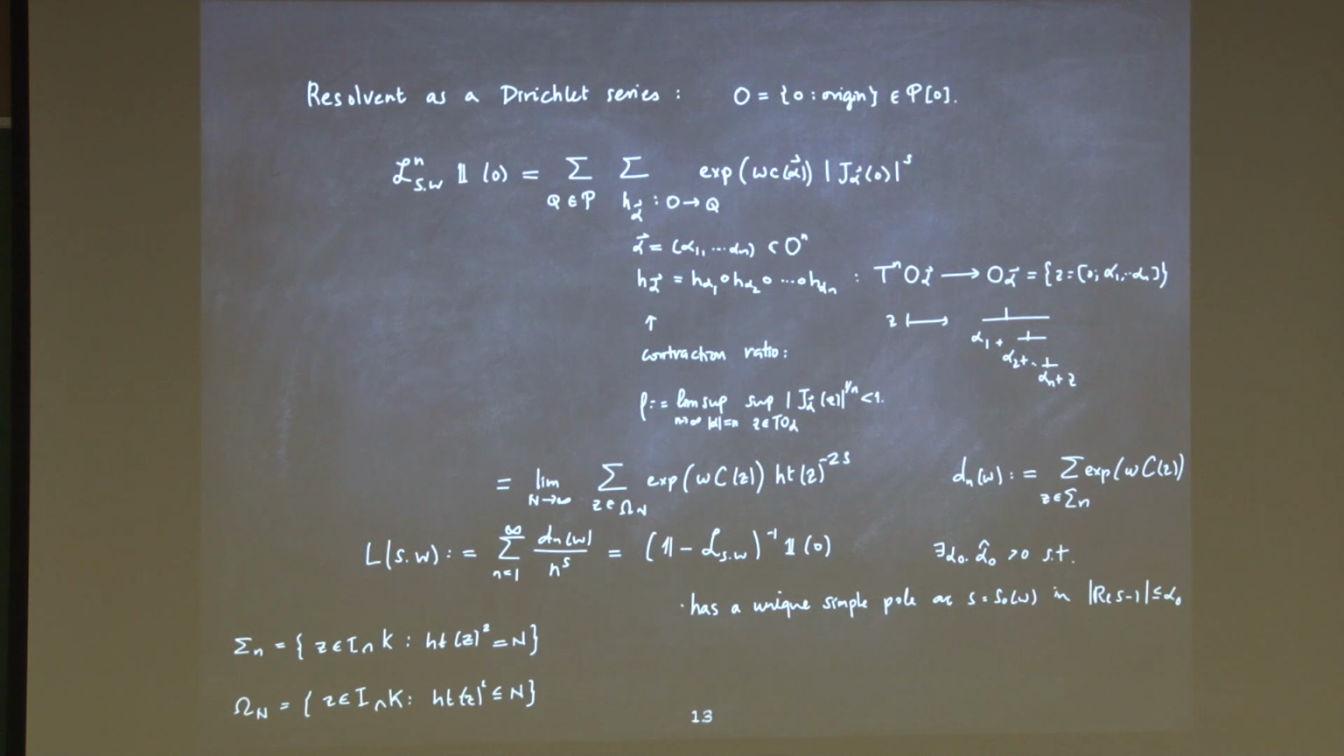So it has a unique simple pole as s is near 1. This is bounded by some alpha 0. And we can have the bound on the value. So it is less than max of 1 or t to the power c. And then there's a typical last part that we have to do. We have to apply some Tauberian theorem twice, or you can do it once using the Perron formula.